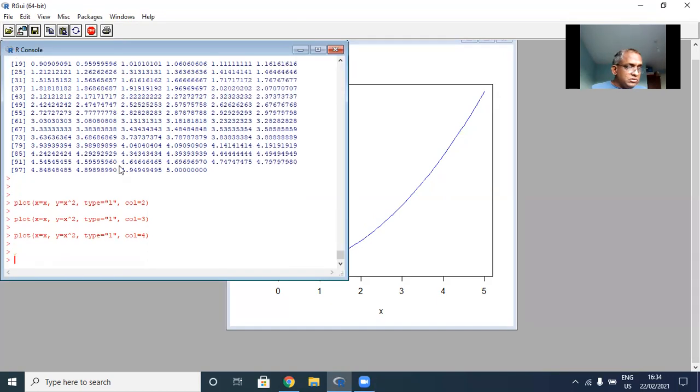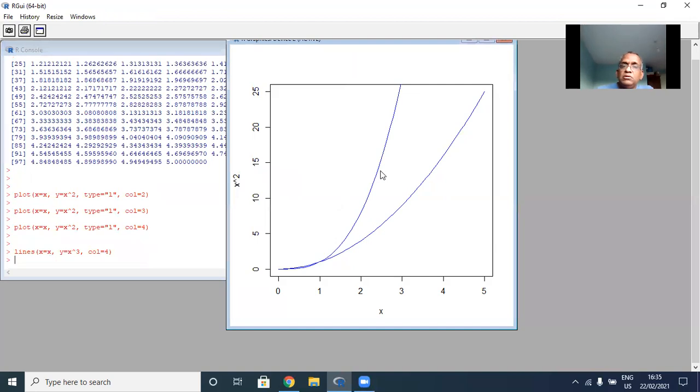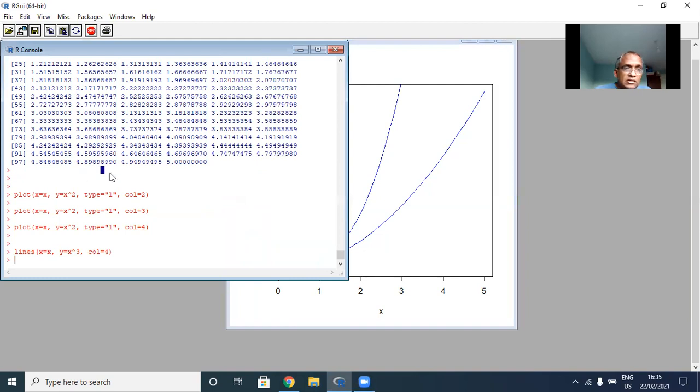Okay, now you can also use the lines command, like lines X versus X cubed, right? With say color equal to 4 will produce this. So what you see here is a cubic. So this one is a cubic and this one is a quadratic, right? Okay, they're both on the same graph. All right, so that completes the tutorial.